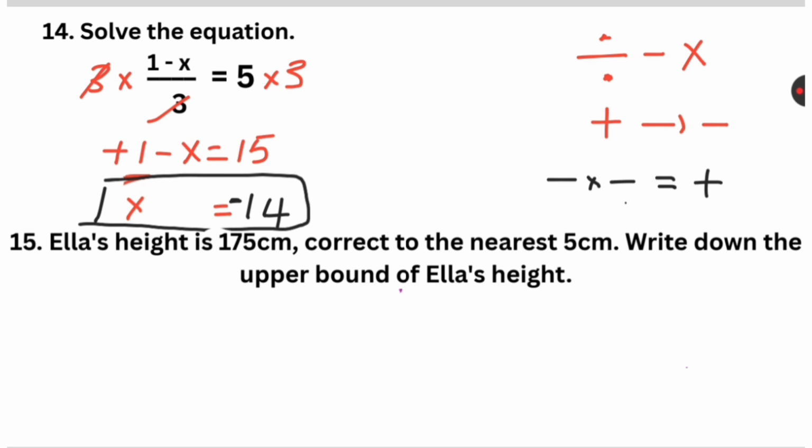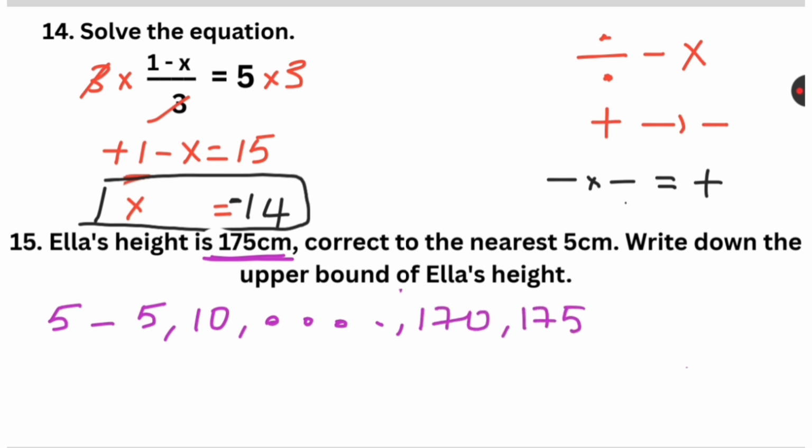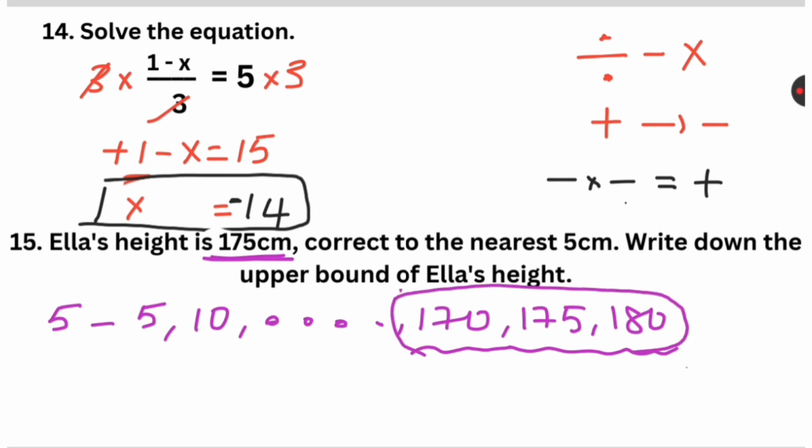Here you have to recall the multiples of 5. So what are the multiples of 5? 5, 10, 15, 20 and so on, and our height is 175. You have to take in between that. So 170, 175, 180. When a value is rounded to the nearest unit, the actual value could be anywhere within a range. So that means our height is 175, so the range is also in between only 170 to 180. So you have to take that. That is the nearest 5 centimeters.